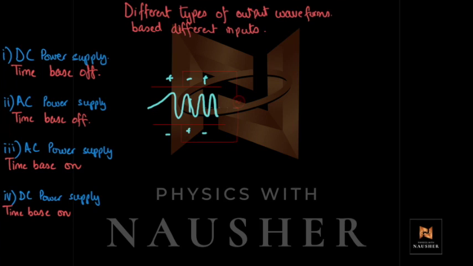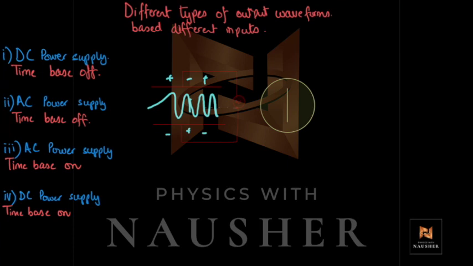Now, what does that mean for the output on the CRO? The output on the CRO would look like this. You would see a vertical line like this, because your electron beam is going up and it is going down. So it's oscillating like this.